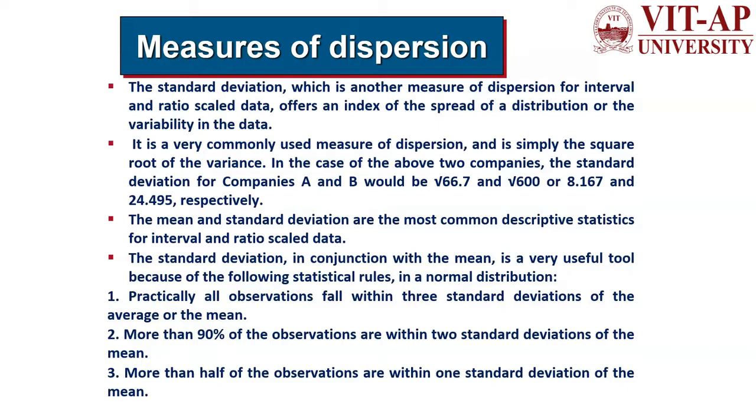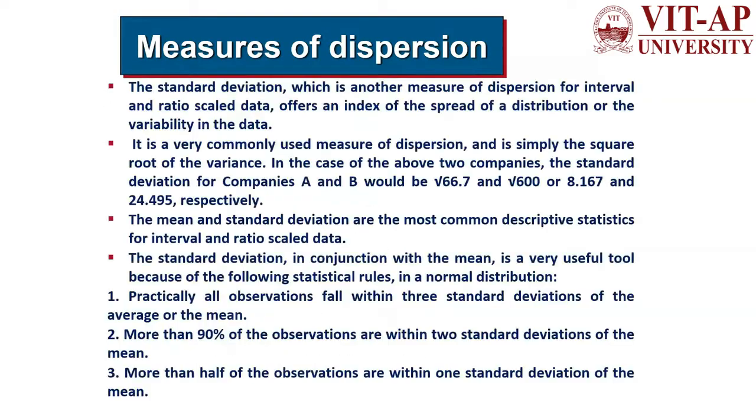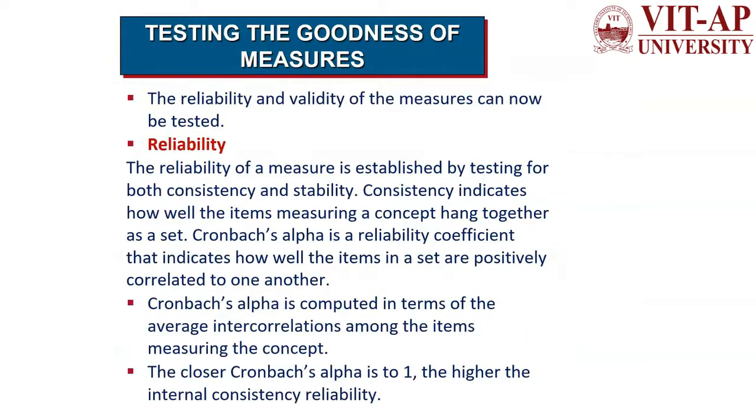Practically all observations fall within three standard deviations of the average or the mean. More than 90% of the observations are within two standard deviations of the mean. And more than half of the observations are within one standard deviation of the mean. So with this, I have given the right input to make you understand the measures of dispersion: the range, variance, and the standard deviation.